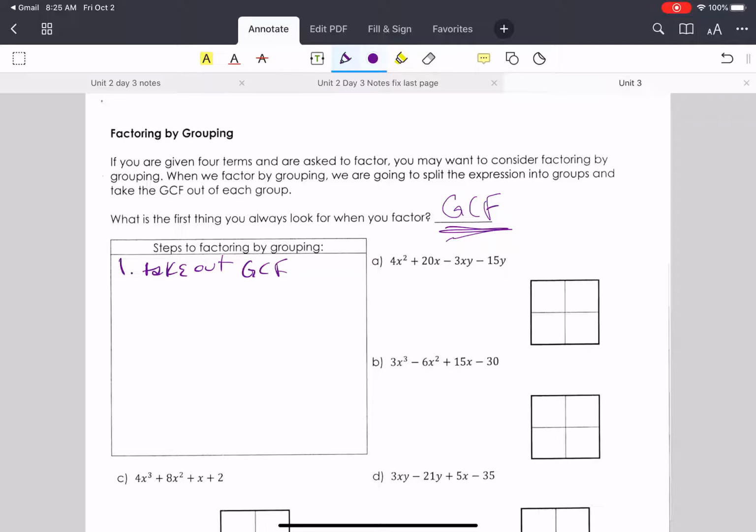All right, step 2 is put each term in a box. It doesn't matter which term you put where, okay? So on this first one on A, I'm gonna do 4x squared, 20x, negative 3xy, and negative 15y. I'm just gonna put each piece in a box, okay?